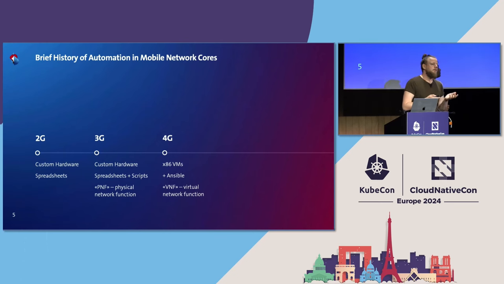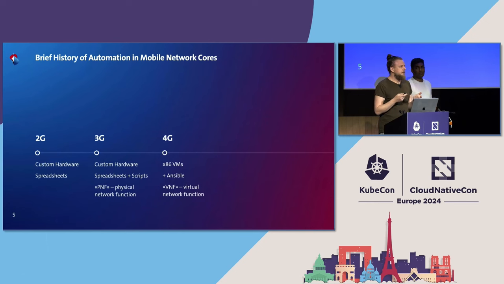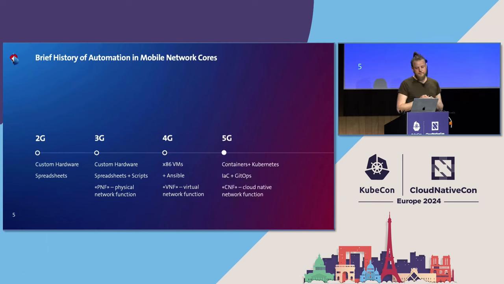The next iteration introduced virtualization using x86 VMs, which paved the way to commodity hardware. The automation was extended with more sophisticated tools such as Ansible. This era of network function is called VNF. Where we're at now with 5G, we're moving from VMs to containers on Kubernetes. That's called cloud native network functions. We also leverage concepts like infrastructure as code and GitOps. And Ashan is now going to talk about GitOps and what it looks like in practice.